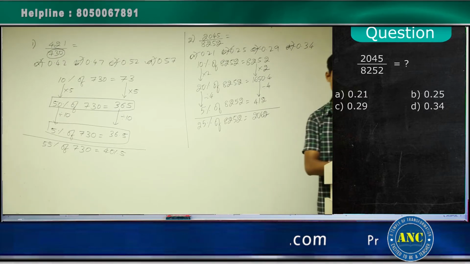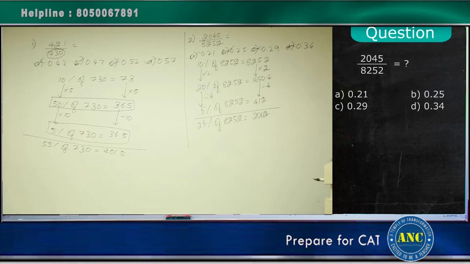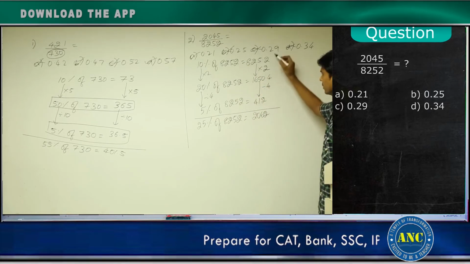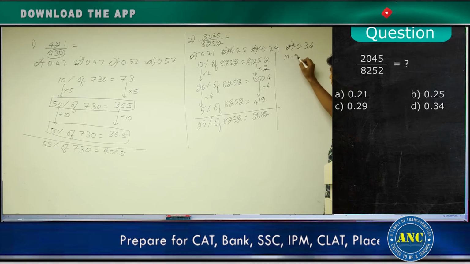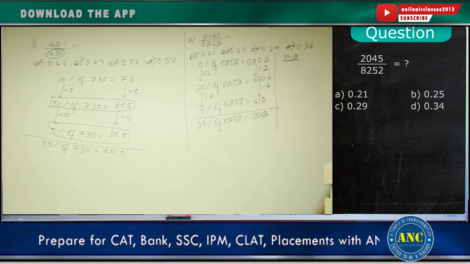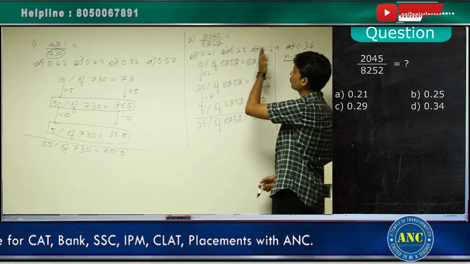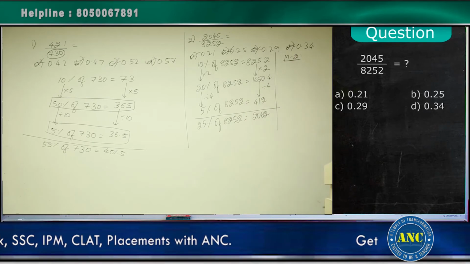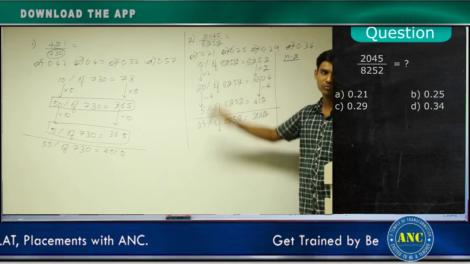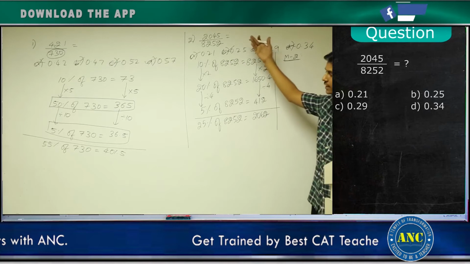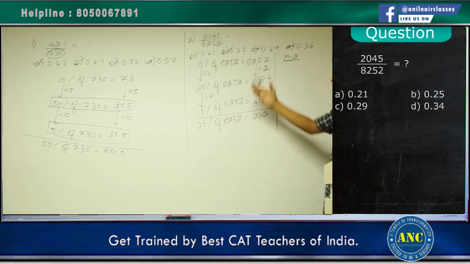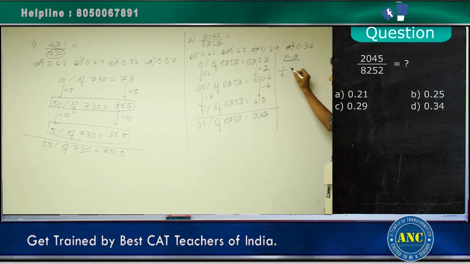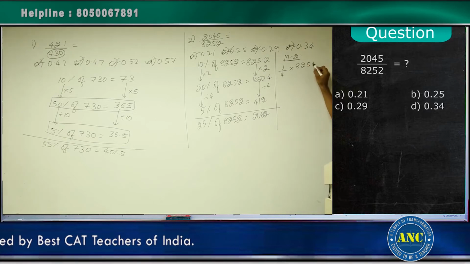Okay, please see here. Suppose I don't want to follow all these approaches, listen to this. You can also solve by one more method. Method 2. 0.21, 0.25, 0.29, 0.34. These are the options. Which is easier among them? 0.25. Let me assume that is the answer. This is my assumption. 0.25 is nothing but 25%, 1 by 4. What is 1 by 4 of 8252?